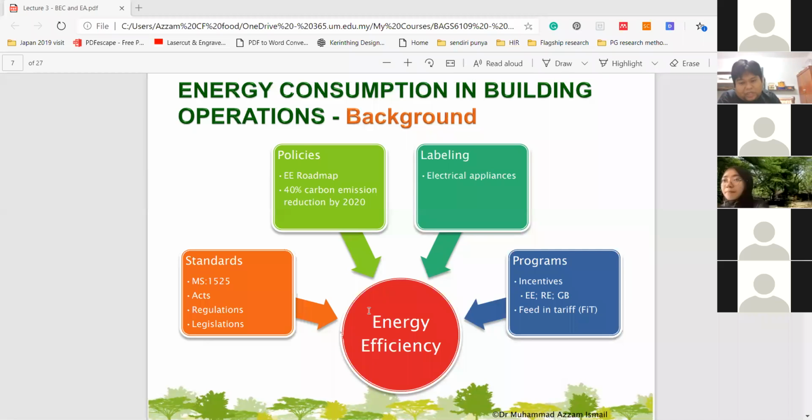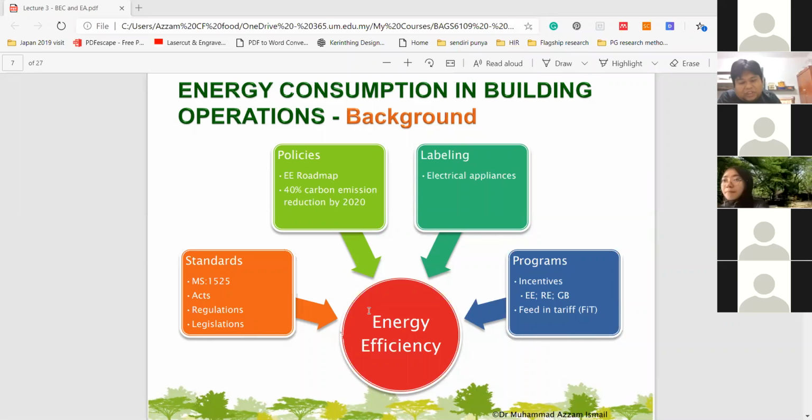And then there's a lot of legislation, of course. In terms of policies, the country does have this energy efficiency roadmap, that looks into implementing many things, to get industries and commercial entities to go into energy efficiency, with rebates here and there, and many other things. One other policy is the 40% carbon emission reduction by 2020 per capita, which we have not achieved by any means. We have not achieved this.